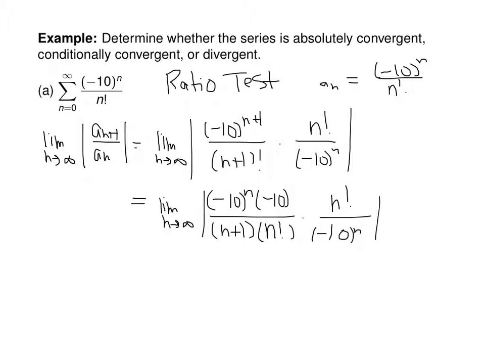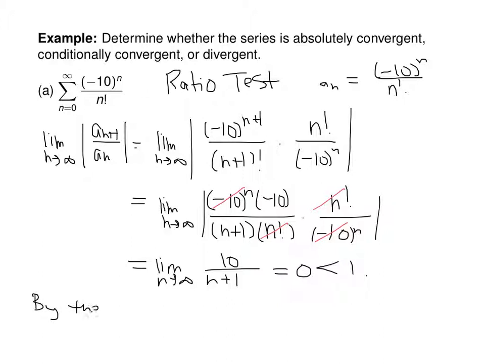And now the negative 10 to the n's cancel, the n factorials cancel. We can take the absolute value of that negative 10, and we'll have the limit as n goes to infinity of 10 over n plus 1, which is 0, which is less than 1. So by the ratio test, this series is absolutely convergent.